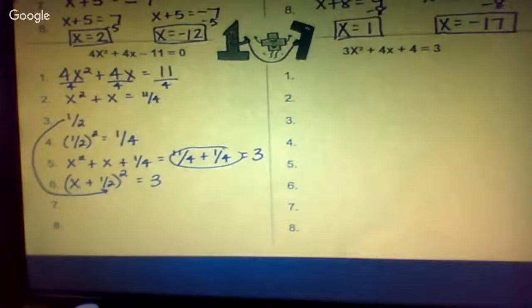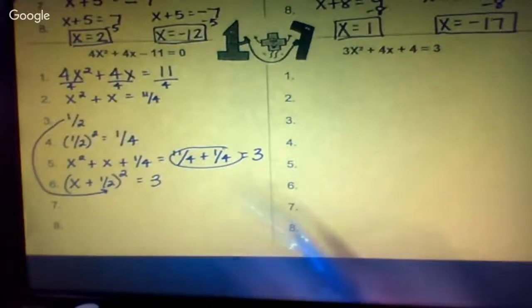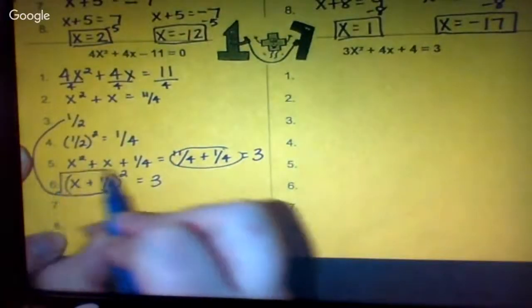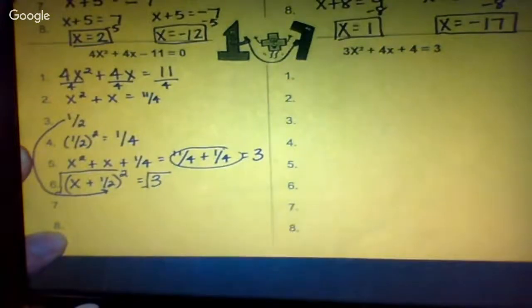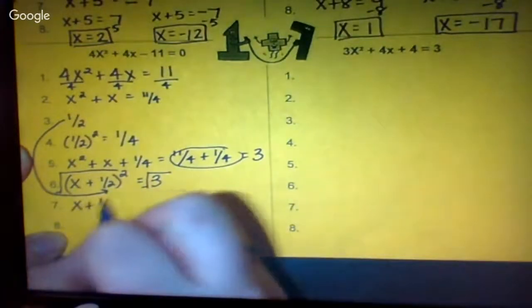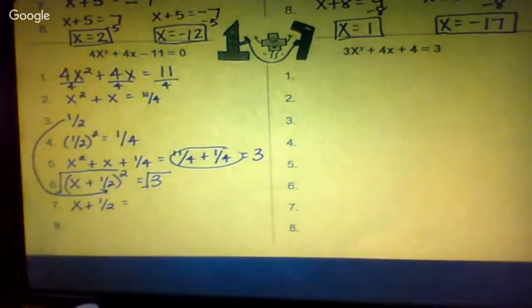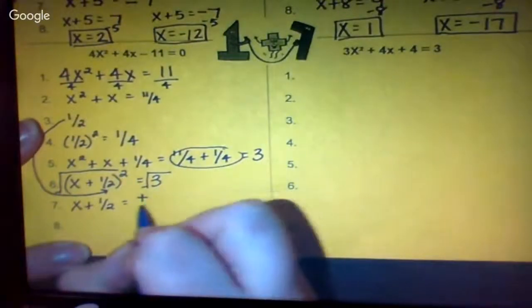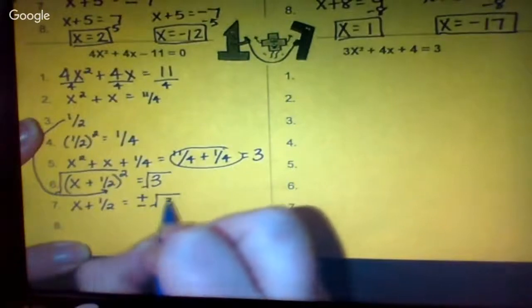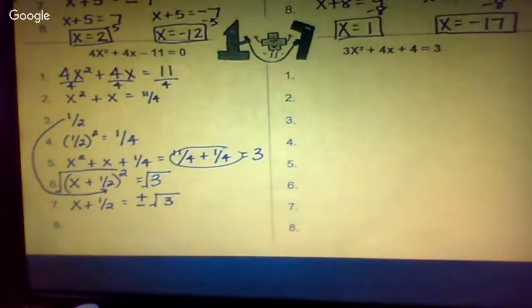I now need to solve for x. So I need to remove my square, so I take the square root. So I get x plus 1/2 equals... Okay, is 3 a perfect square? Can you take the square root? No. So all I want you to do right now is we need a positive and a minus square root of 3. Okay, we've got 2 answers.